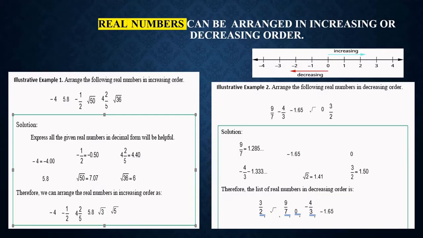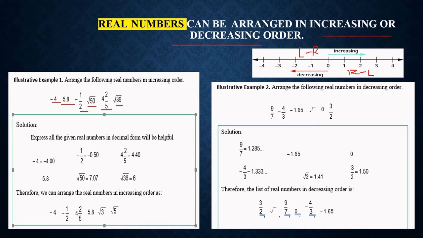Real numbers can be arranged in increasing or decreasing order. When we say increasing, it starts from left to right or lowest to highest. When we say decreasing, it starts from right to left or highest to lowest. For example, arrange the following real numbers in increasing order. We have negative 4, 5.8, negative 1 half, square root of 50, 4 and 2/5, and square root of 36.